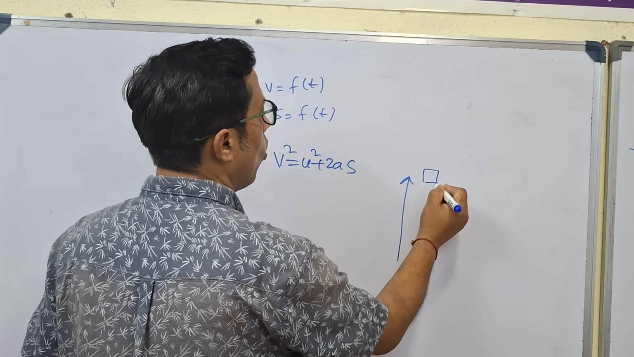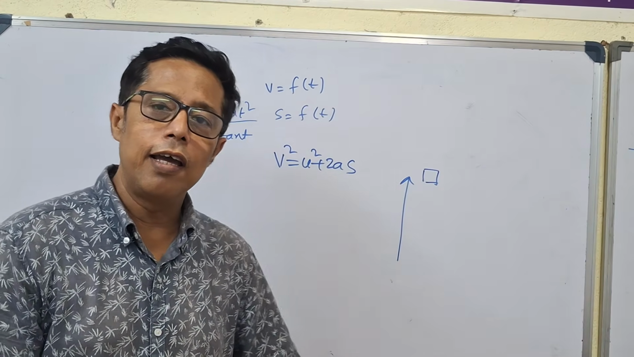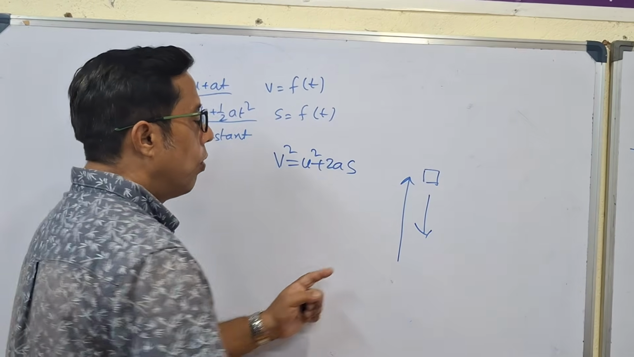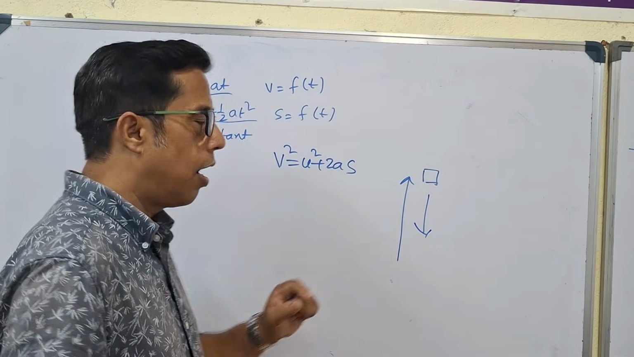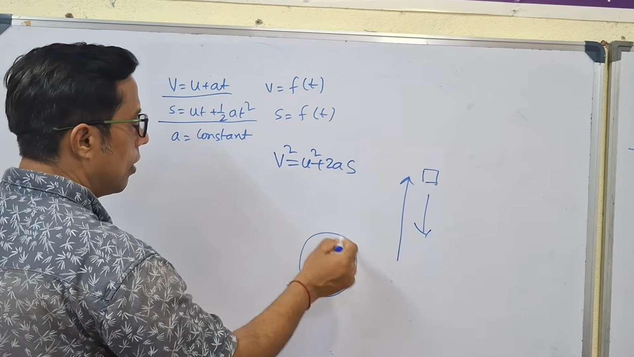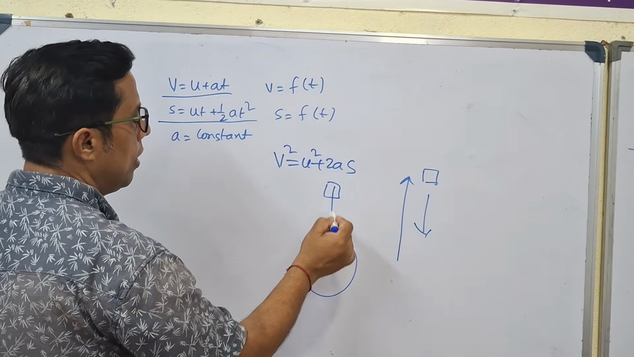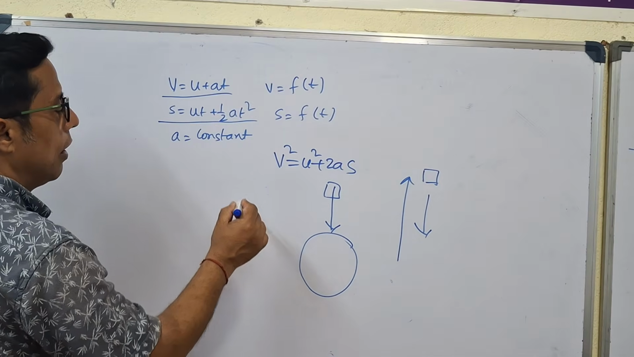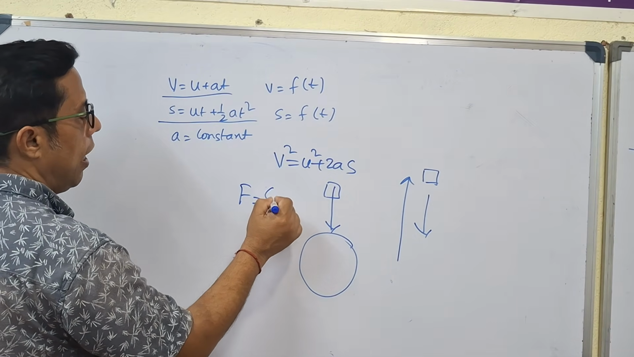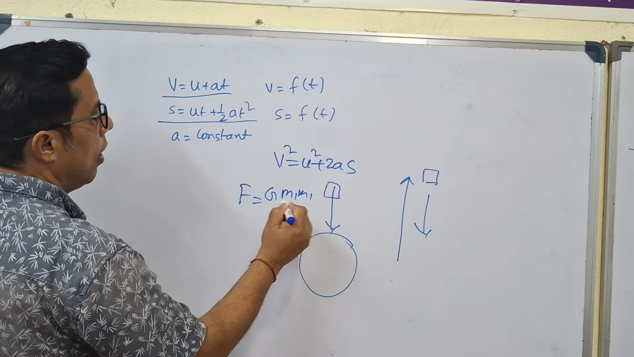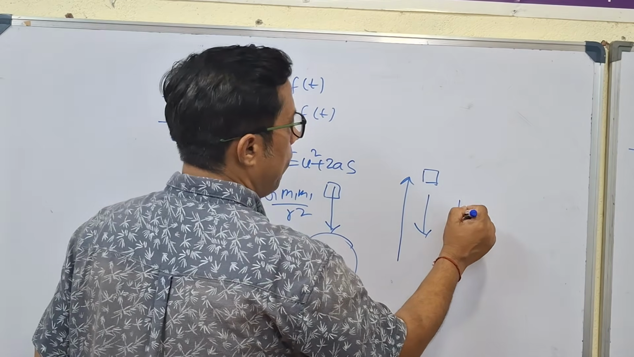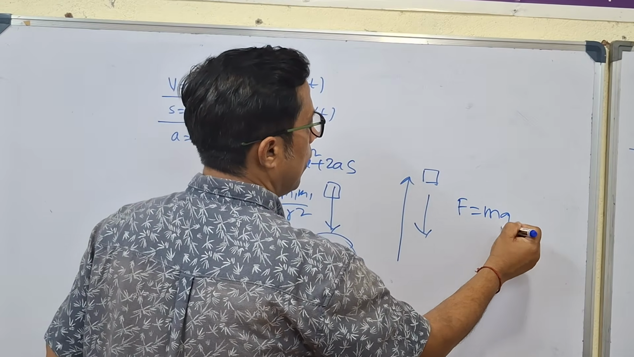If any object is in flight, there is a gravitational force pulling the object toward the center of the earth. If this is the earth, any object in flight will be attracted by the earth's gravitational force. The value of that is F equals G M1 M2 by r square. And one more notation we are saying, F is equal to mg.